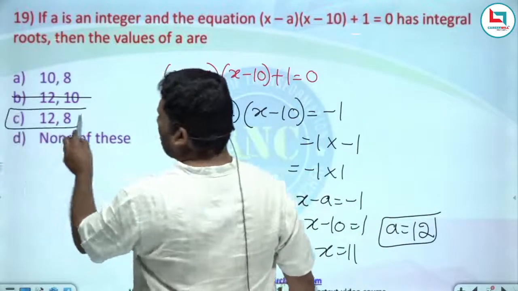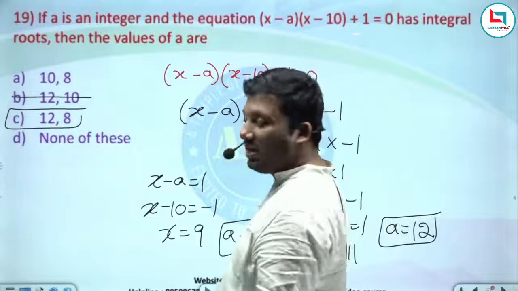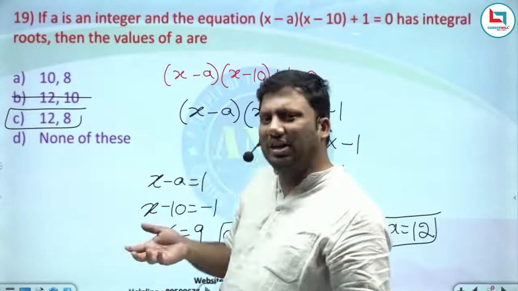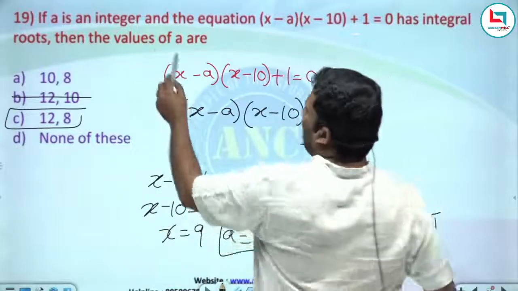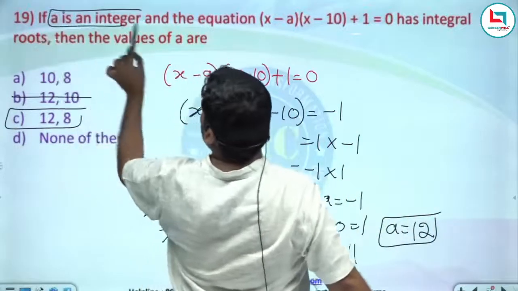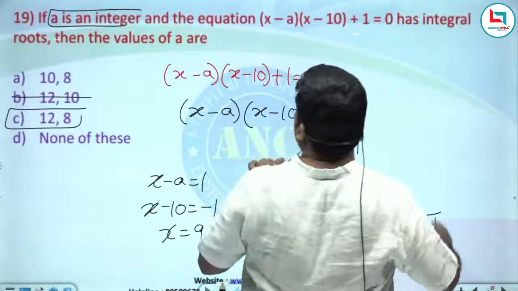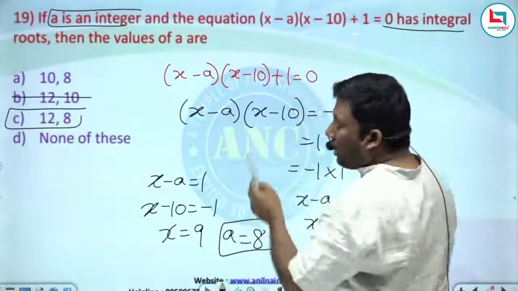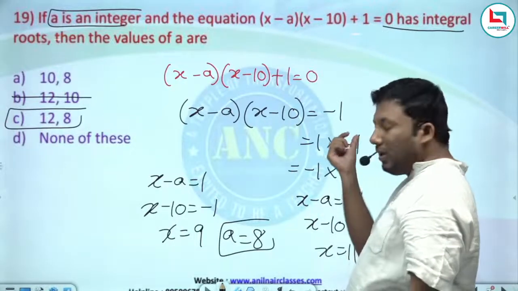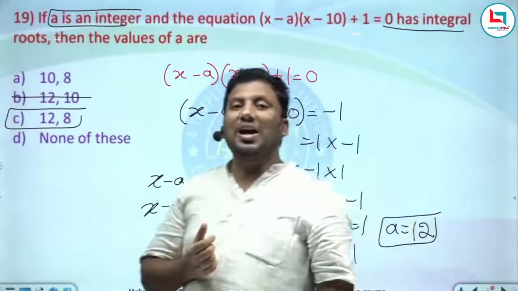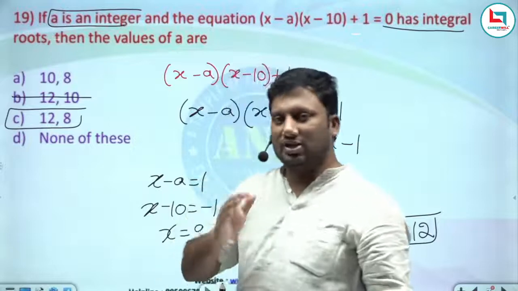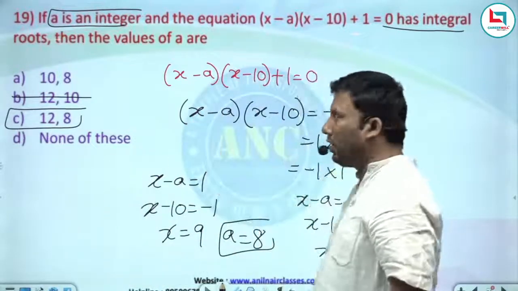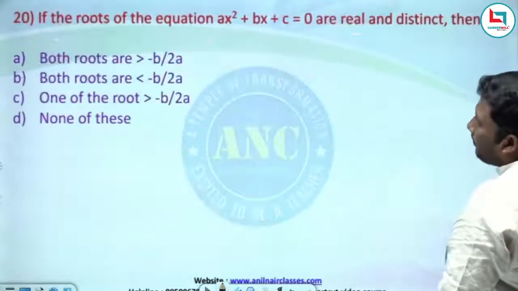Very, very good question. Most of the students, what they do is, they will take d greater than or equivalent to 0. That's a very time consuming method. Read the question. A is an integer. And it has integral roots. X will take an integer, a will take an integer. In how many ways can you write minus 1 as a product of two integers? 1 into minus 1 or minus 1 into 1. Very, very important model, the 19th one.